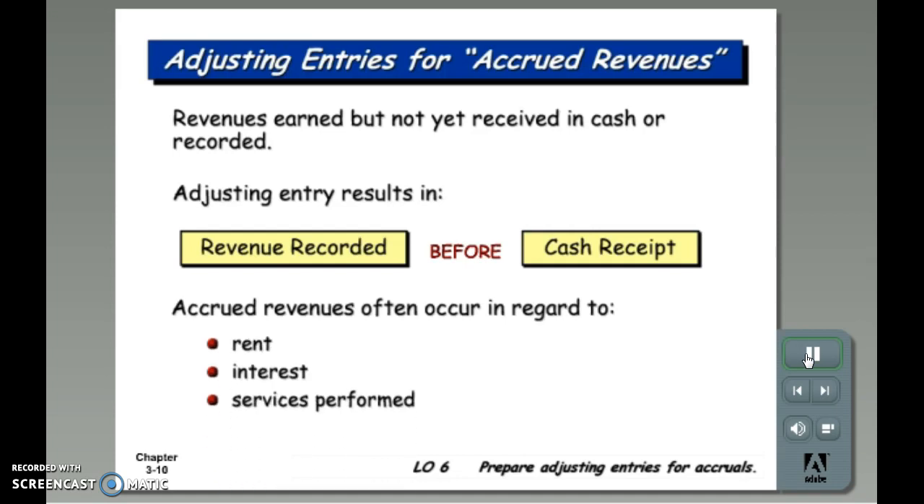Adjusting entries related to accrued revenues are necessary to get revenue properly recorded when it has been earned. If cash is not collected at the time the revenue is earned, an adjusting entry is prepared to recognize the revenue. The adjusting entry results in recording the revenue before cash is received. Accrued revenues often occur in situations involving rent, interest, and services performed.